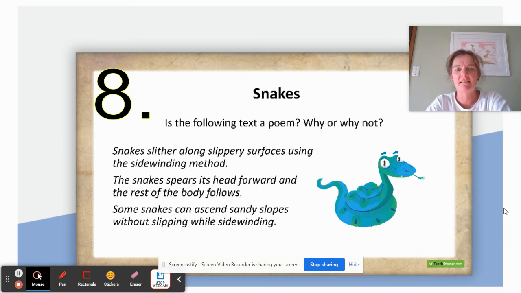Question 8, snakes. Snakes slither along slippery surfaces using the side-winding method. The snake spears its head forward and the rest of its body follows. Some snakes can ascend sandy slopes without slipping while side-winding. Now, what about that one? Do you think that's a poem or not? You'll need to write that down.